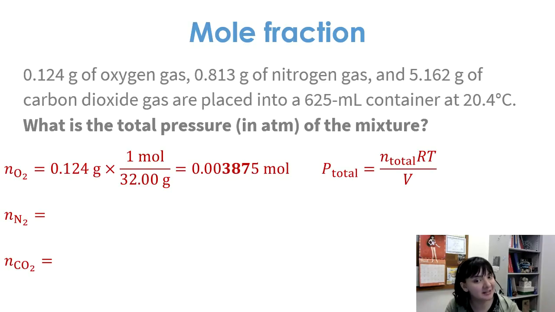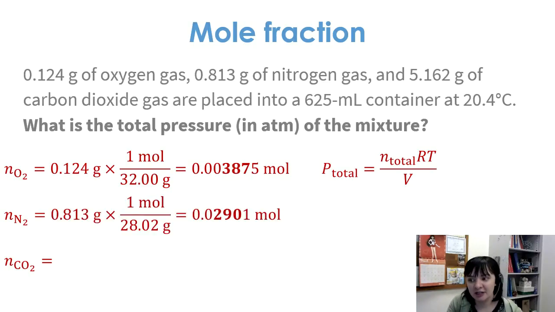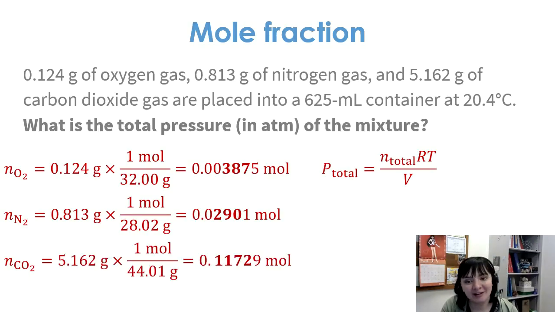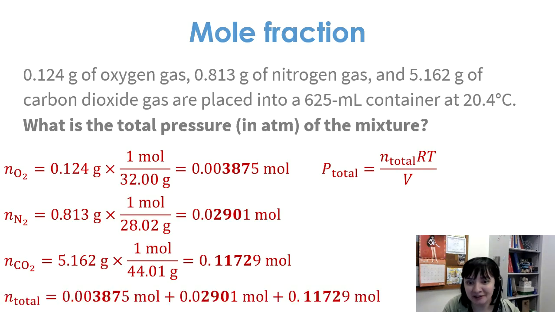Remember that oxygen is diatomic, so that's two oxygens in the molar mass. And so the oxygen alone contributes 0.003875 moles of oxygen. Likewise, doing the same thing for nitrogen, I got 0.02901 moles of nitrogen. And for carbon dioxide, I have 0.11729 moles of CO2. To find my total moles, I'm just going to add them all up together. So, adding each one of these, I get 0.15018 moles in total.